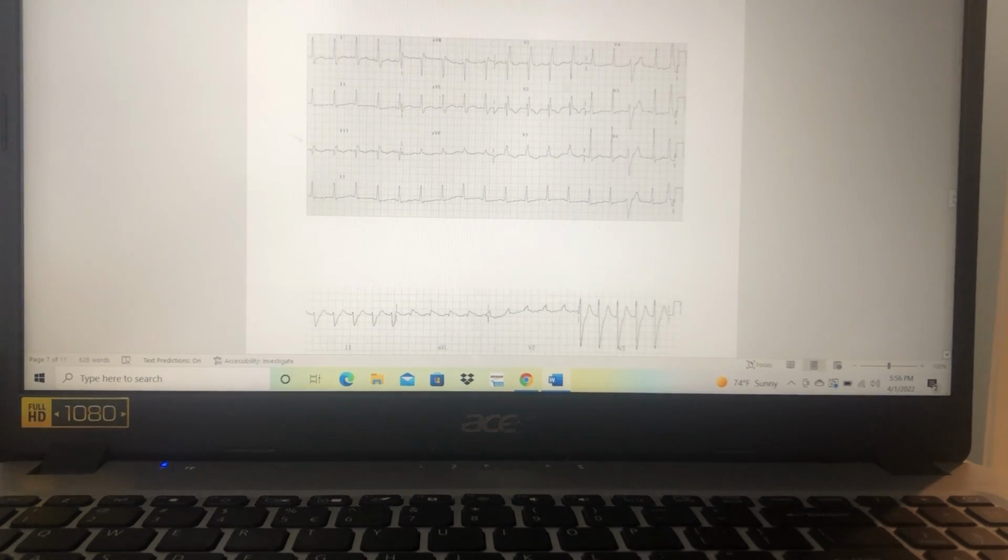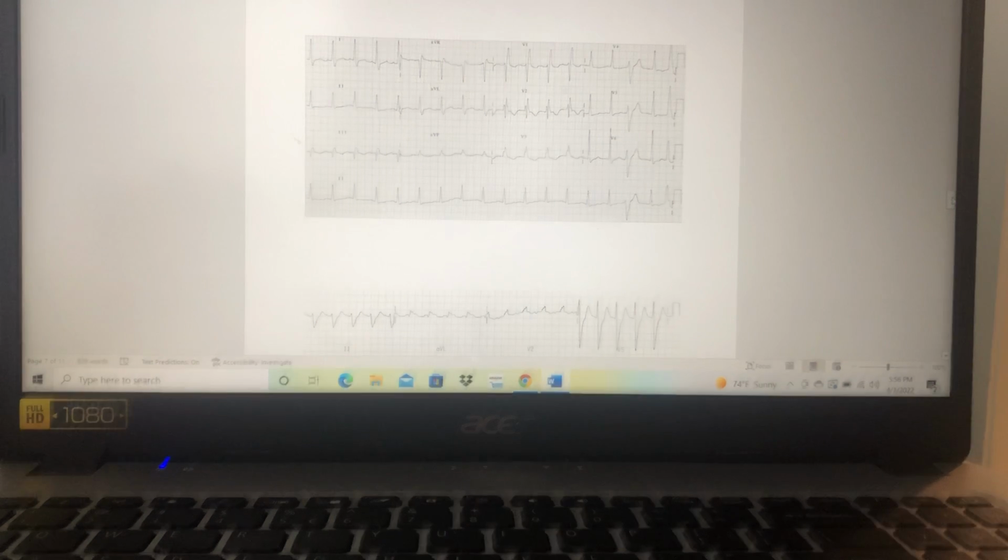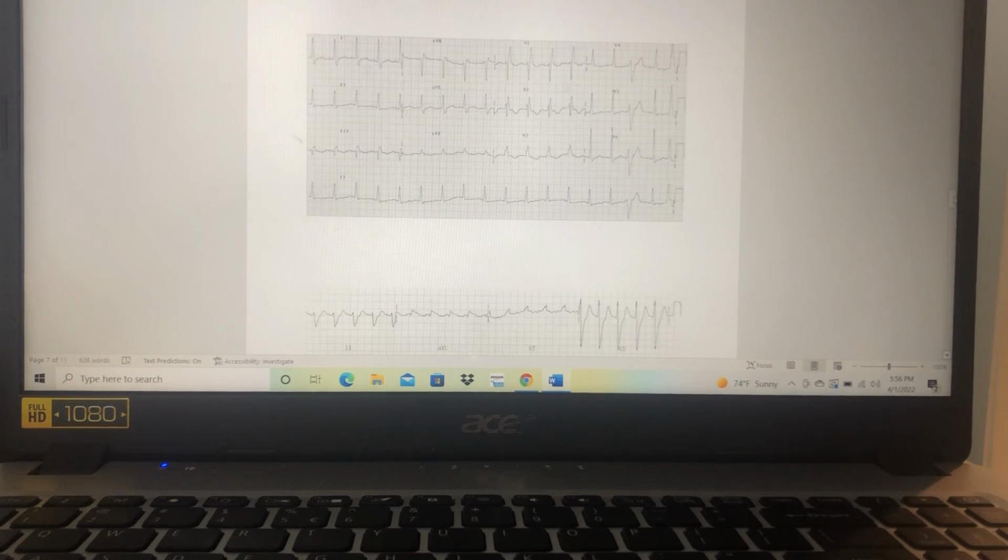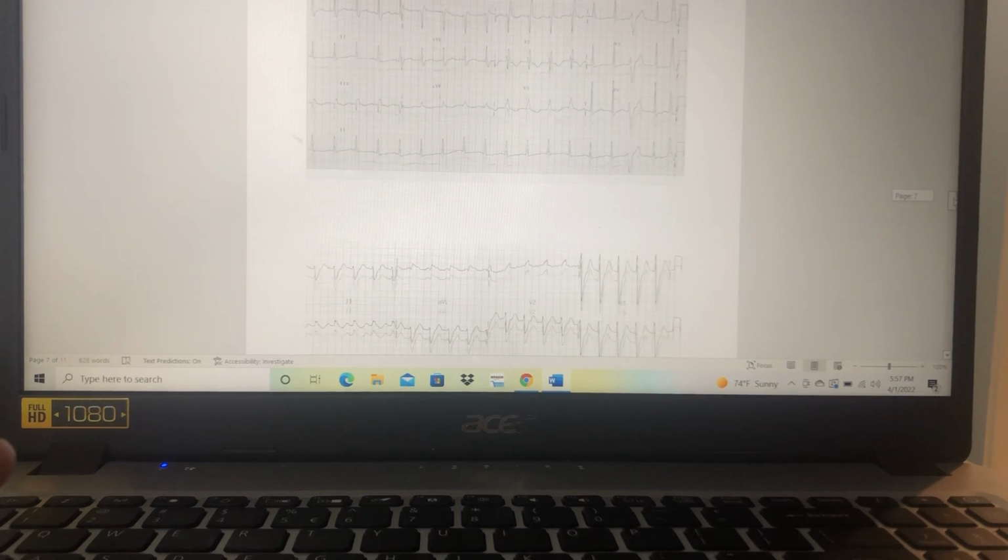This one's a little bit tricky. This one I'm not really sure about. What else could be causing that one? We'll talk about that in a second.